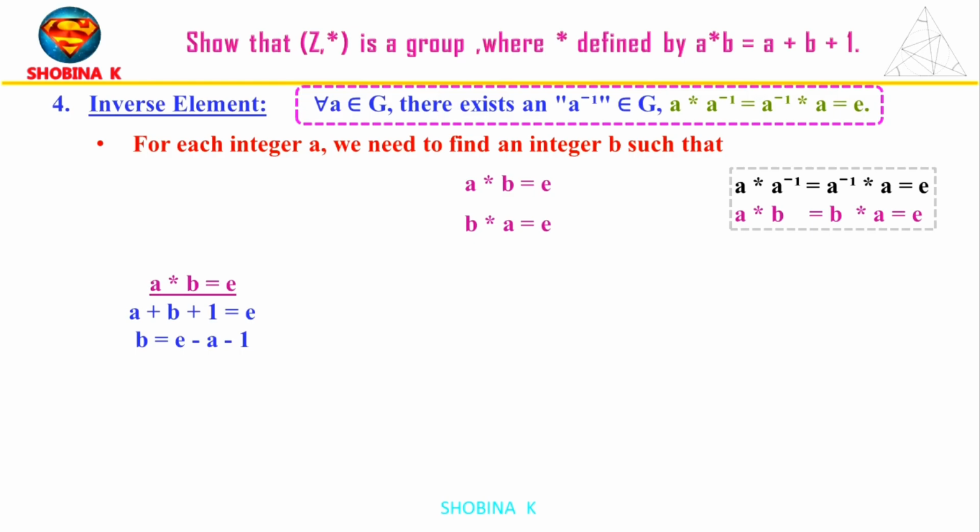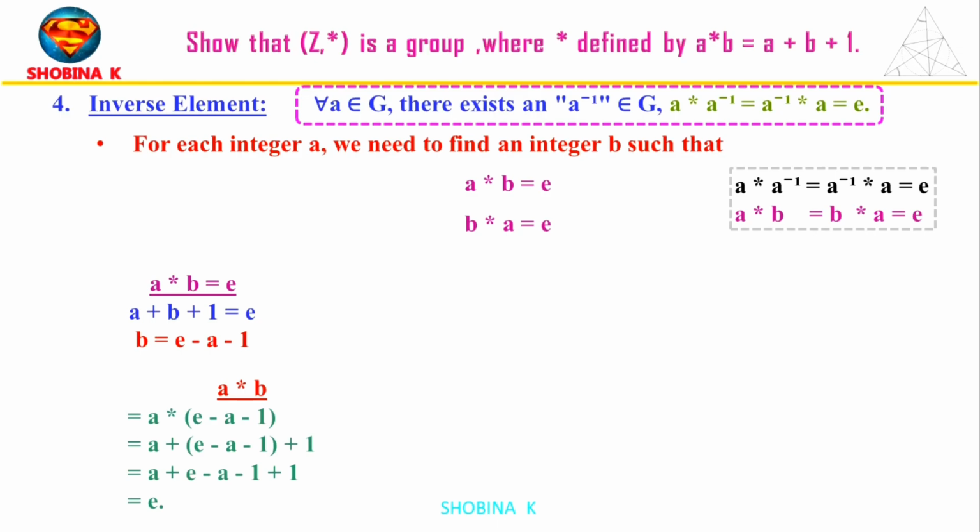a represents the element from the group. a inverse represents the unique inverse element of a. Asterisk is the group's binary operation. And e is the identity element of the group. Now let's apply this property to the equation, that is a * b = e and b * a = e. First a * b = e, which means when you combine an element a and b using the group operation asterisk, it results in an identity element e.